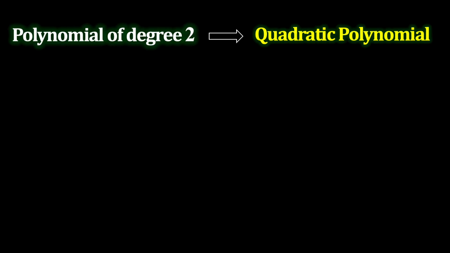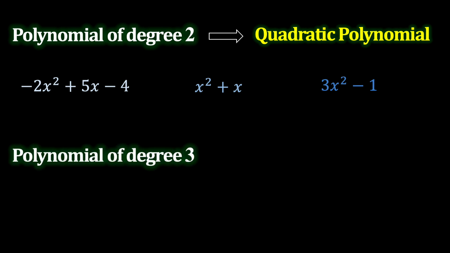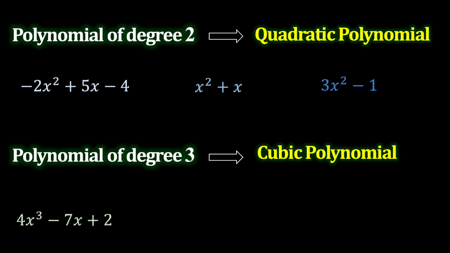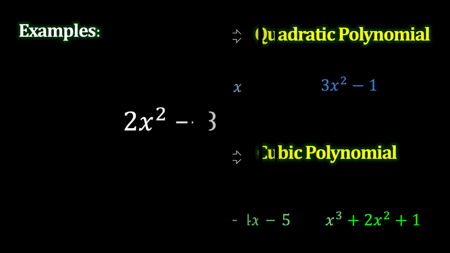You need to know that polynomials of degree 2 are known as quadratic polynomials. And here are some examples of quadratic polynomials. And as you can see, each of these polynomials has the highest degree term with an exponent of 2. And polynomials of degree 3 are known as cubic polynomials. And here are some examples of cubic polynomials. And each of these polynomials has the highest degree term with an exponent of 3.